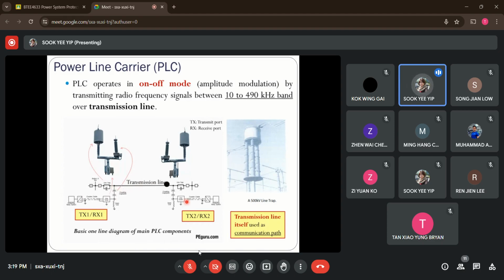Here is the actual view of what both the coupling capacitor as well as the line trap look like. The one at the right-hand side shows the one implemented for a 500 kilovolt transmission line, and this is how the line trap looks. So let's see the details of this power line carrier operation in the next slide.